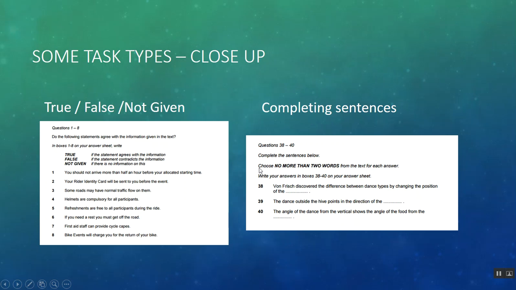In fact, you are given choose no more than 2 words from the text for each answer. It is important that you complete the gaps by choosing words or a word from the text. Here you're given a maximum of 2 words to complete the gaps.